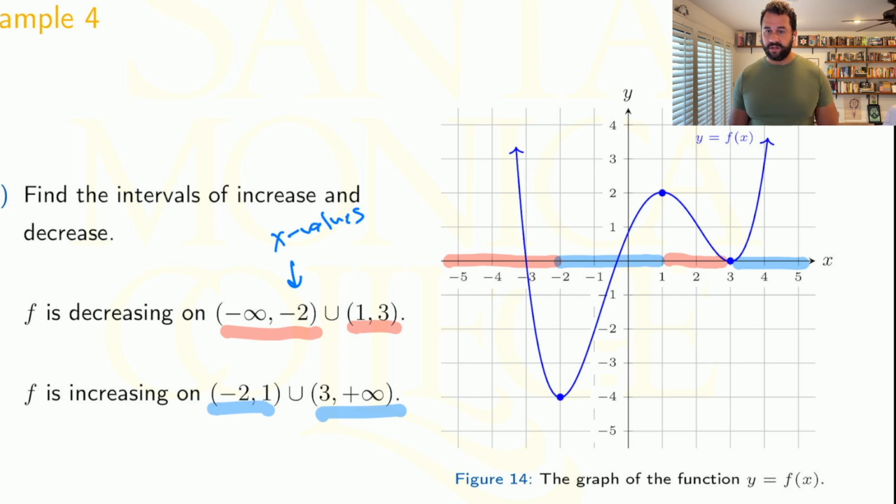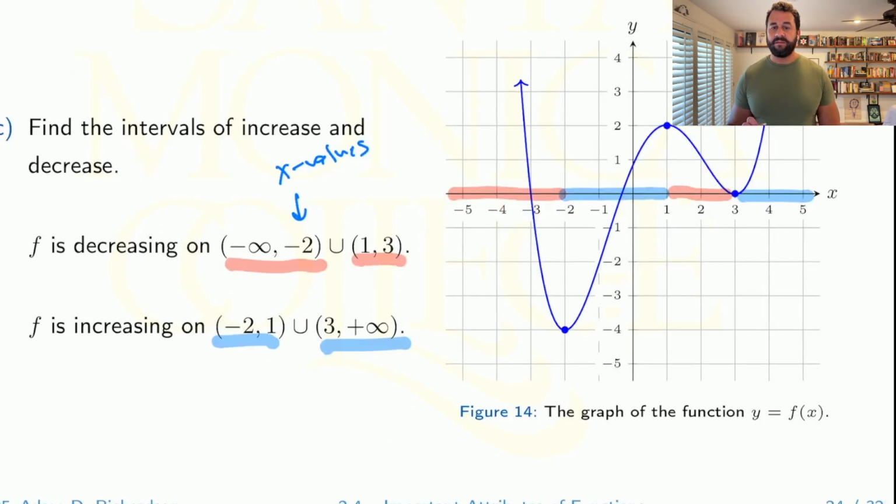There we go, increasing on those intervals. So those are in terms of x values. Another important point that I want to make is this, and I'll add this here. When we speak of intervals of increase or decrease, always use parentheses, right? And again, there's a reason for that.